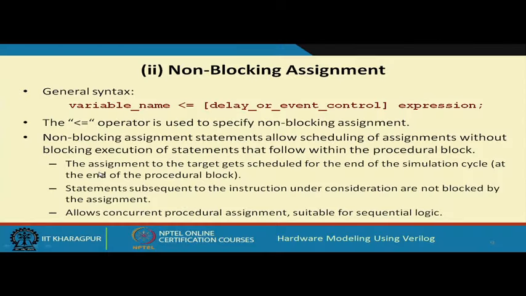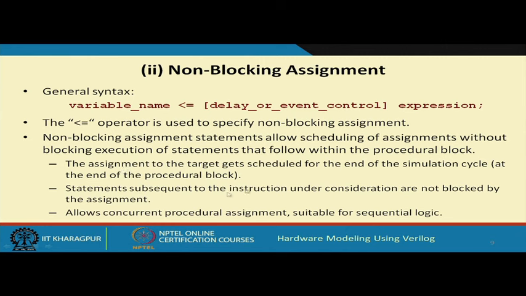So, if you have a non-blocking assignment, then the assignment to the target which takes place, that will happen at the end of the simulation cycle of that block, that means at the end of the block. So, if you see here, the assignment to the target will get scheduled for the end of the simulation cycle, means the one run of the loop at the end of the block. So, here we will explain with an example.